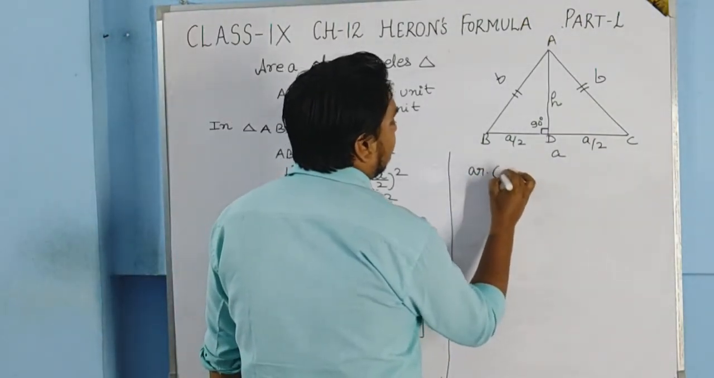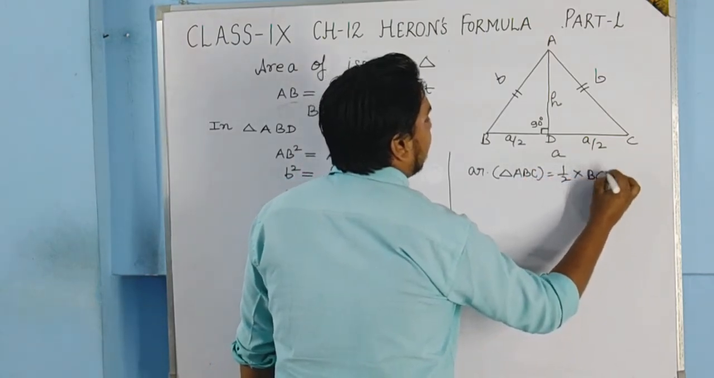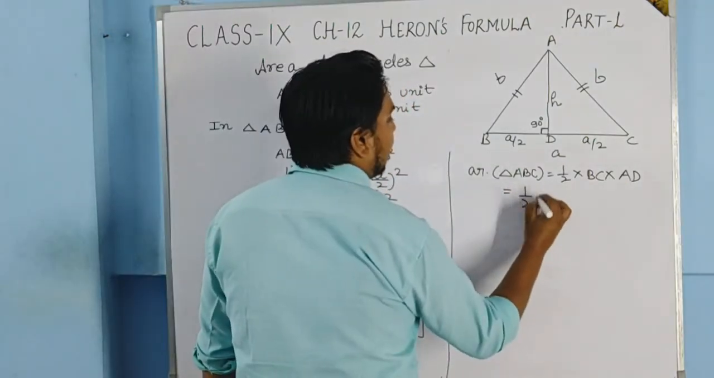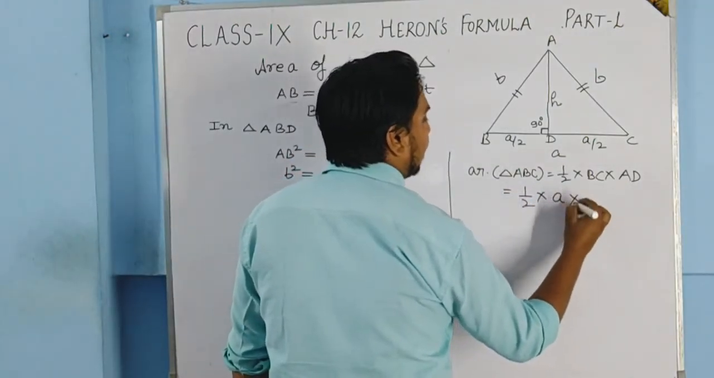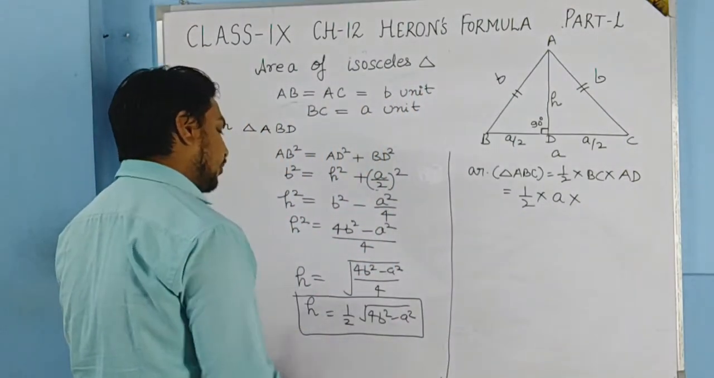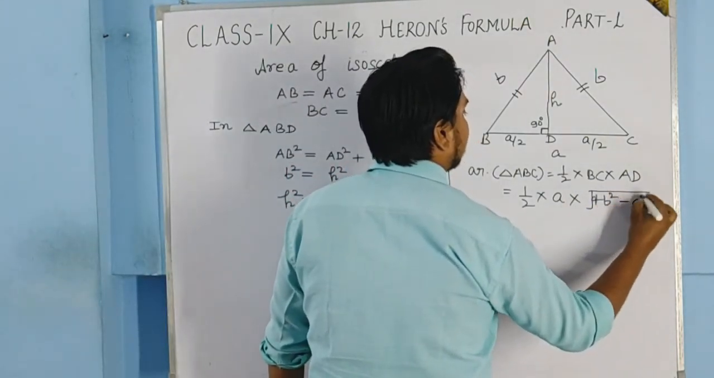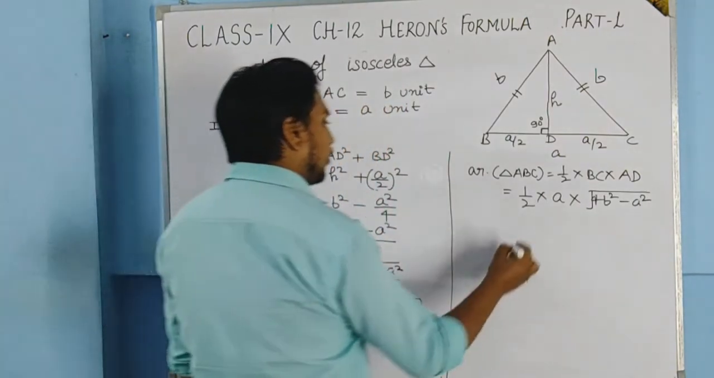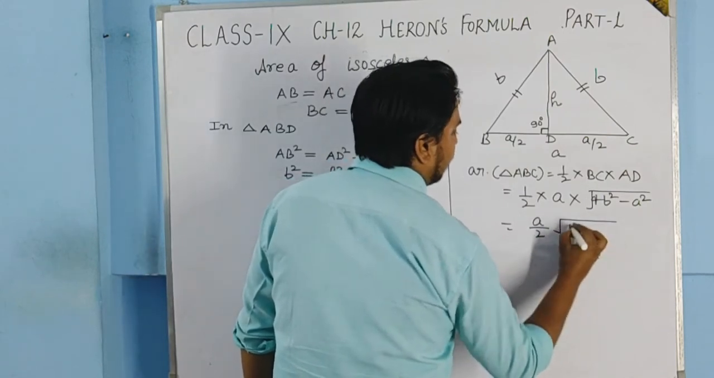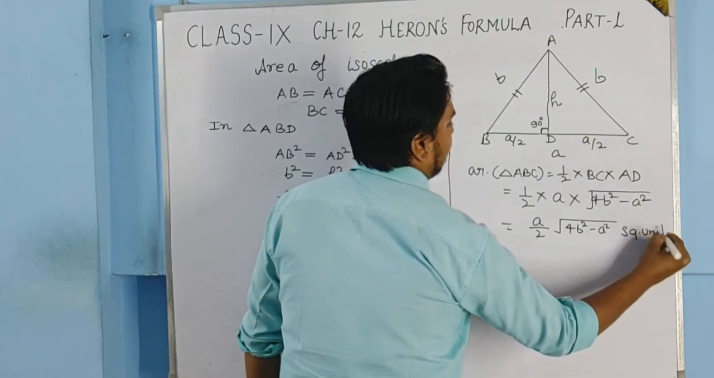Now again we have to find the area of triangle ABC. For that we know the formula, half into base into height. Height is what? AD. So here it will be half. Base is A, and height is H, the length of AD. So it will be 4B square minus A square. So what will be the formula of area of triangle ABC? It will be A by 4 in square root 4B square minus A square, and here it is square unit.